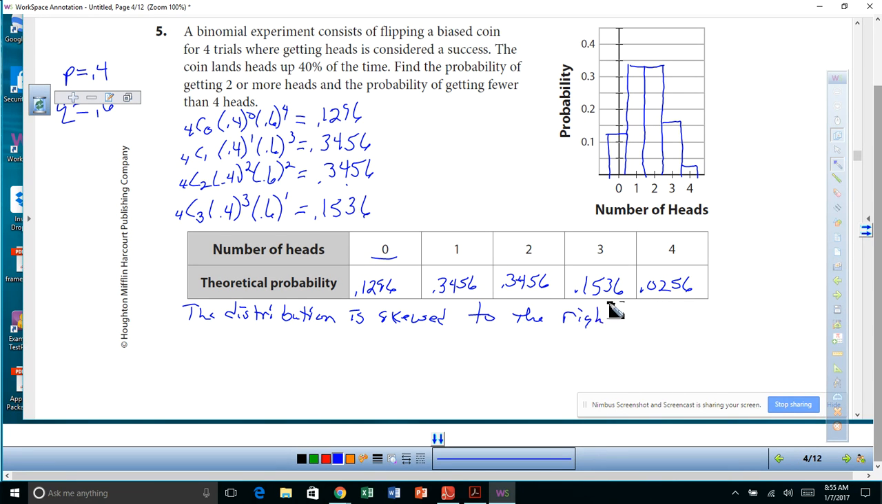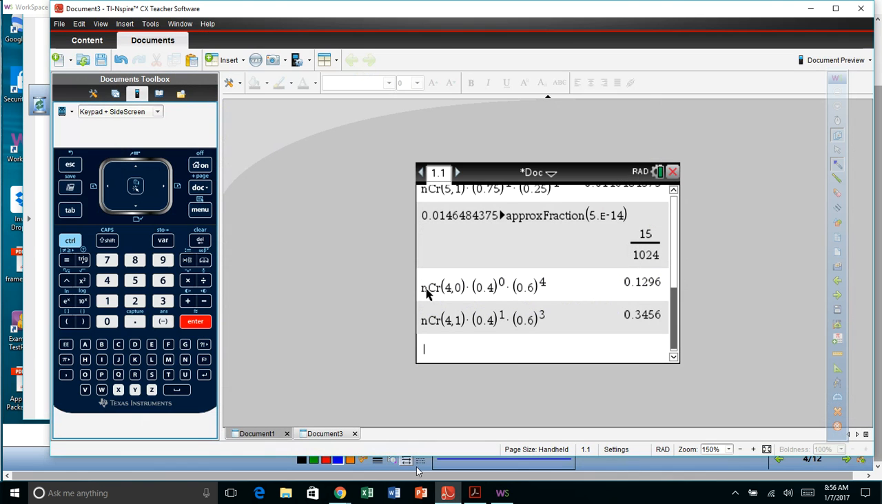All right. We want to find the probability that x is greater than or equal to 2. So that's going to be the probability of 2 heads plus the probability of 3 heads plus the probability of 4 heads. And just write that off the table: 0.3456 plus 0.1536 plus 0.0256, and we can put those in our calculator.